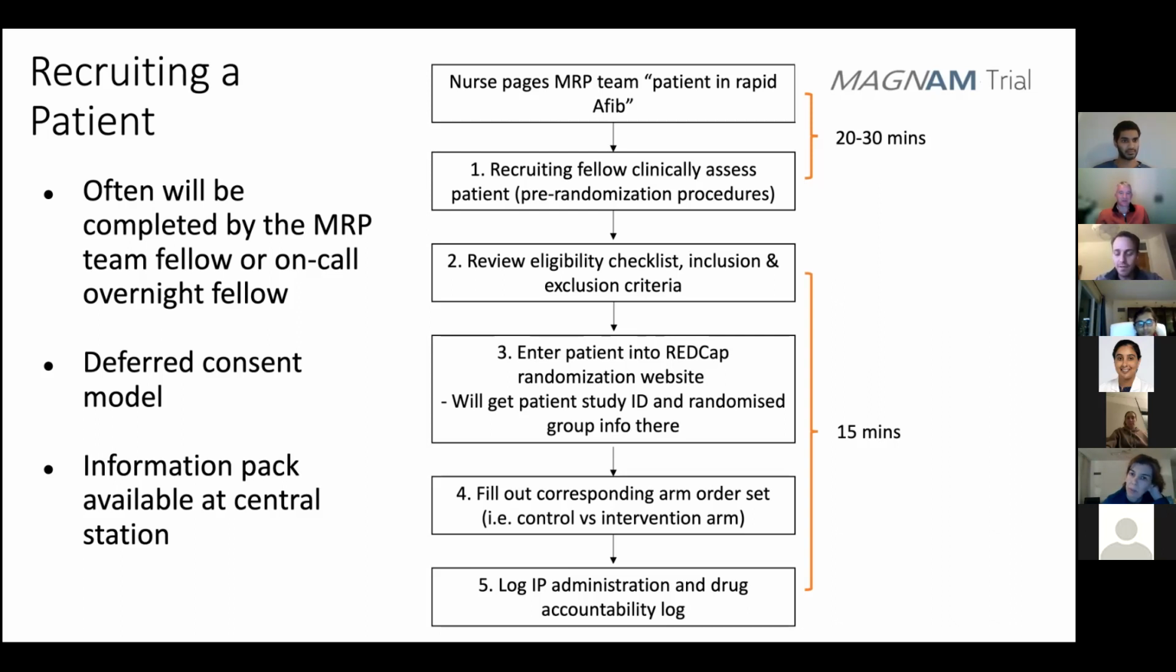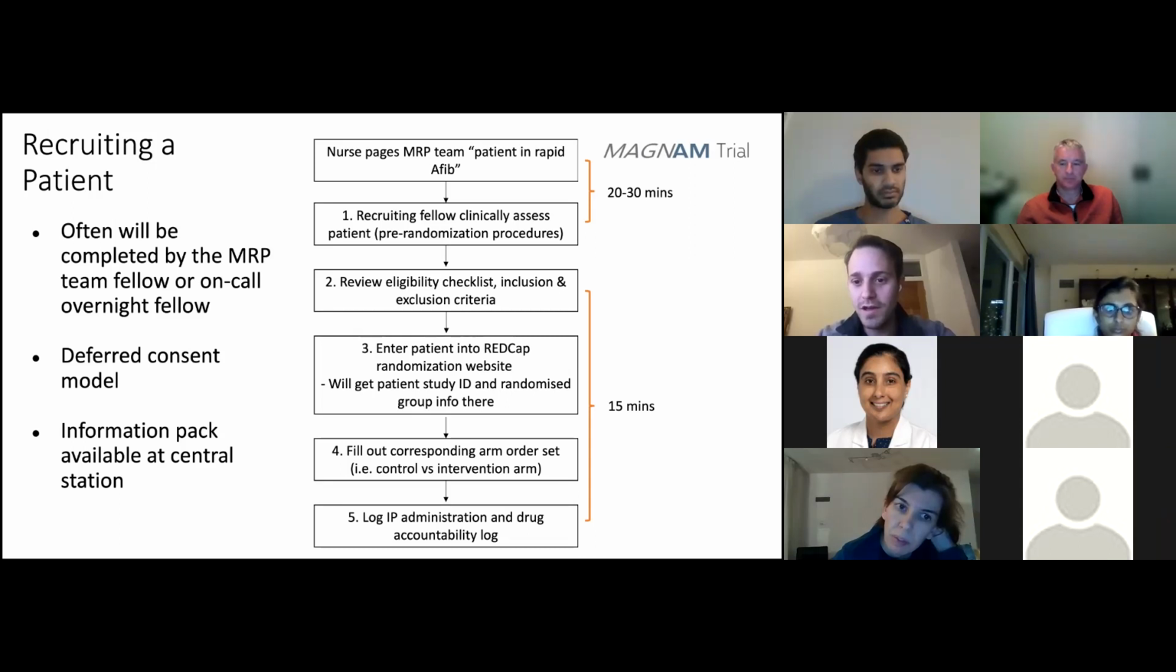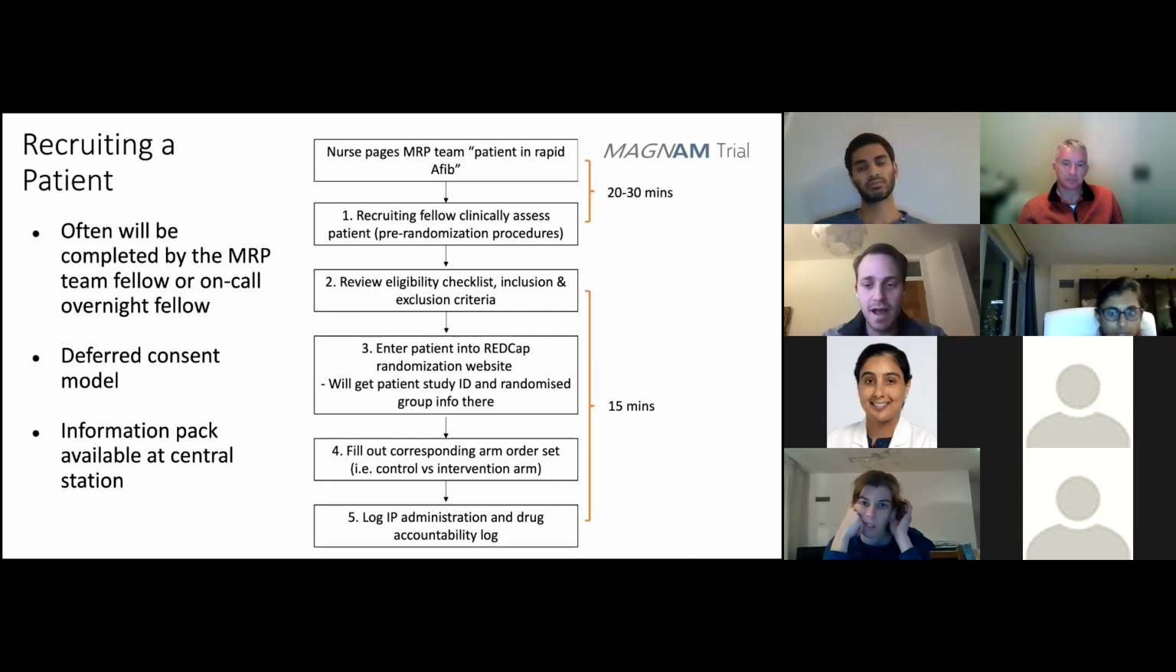Because of that, and it's an emergency situation, there is a deferral of consent model where patients will be officially consented the next day. And this is within the standard of care because AFib is potentially an emergent arrhythmic situation. And there's going to be a resource information pack available at the central nursing station with all of our documentation in there. Okay, so what generally happens?